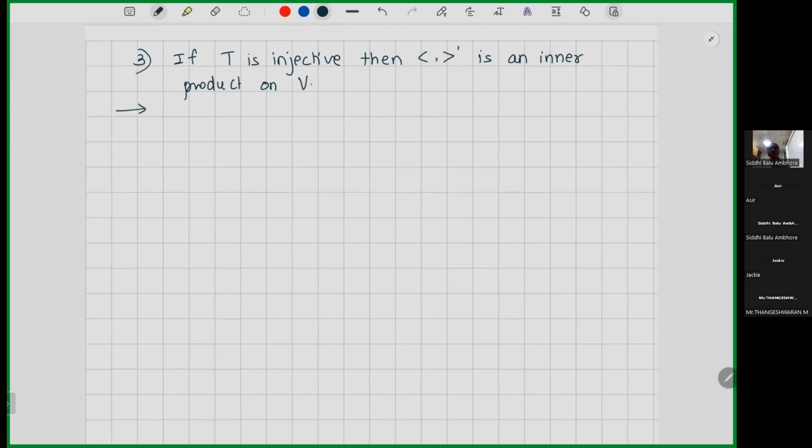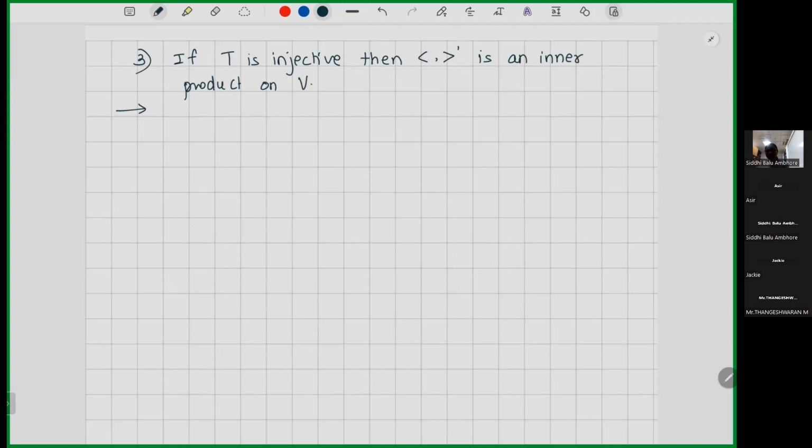Injectivity would be one-to-one mapping, right? Yes, yes. So for a zero case, it would only go to 0. Yes. So we'll consider all those cases where it's not a 0 map. Then we can say it's an inner product.